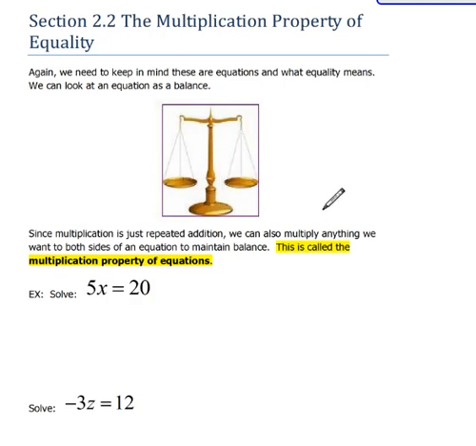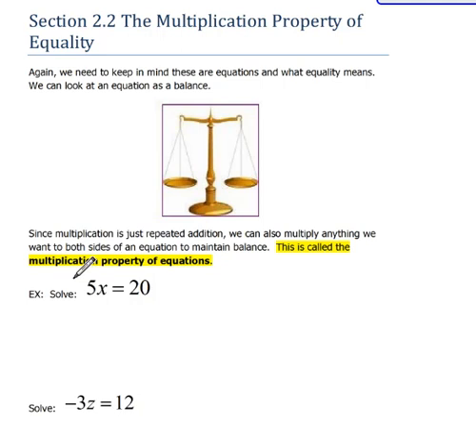Well, if you think about multiplication, multiplication is just addition over and over and over again. So really you are just adding things to both sides of the equation. Now, we call this the multiplication property of equality, and let's see how this works. It sounds a whole lot more confusing than what it really is.